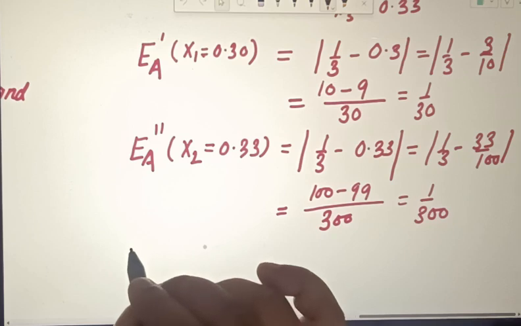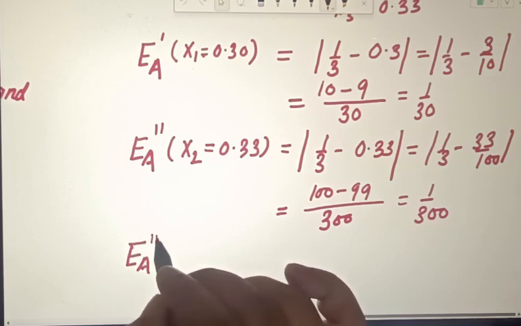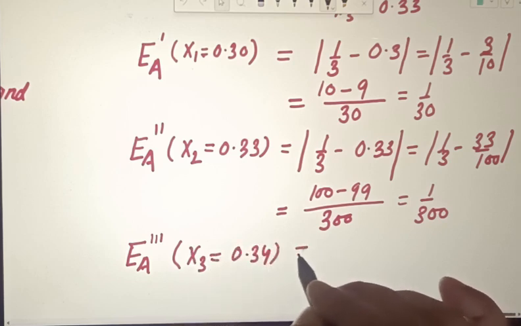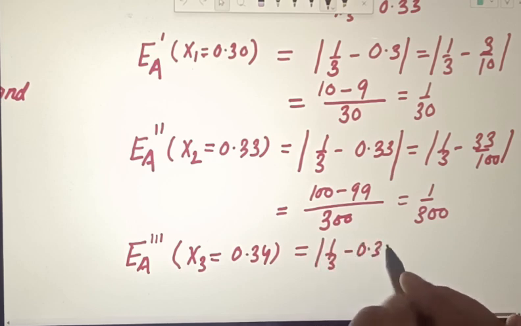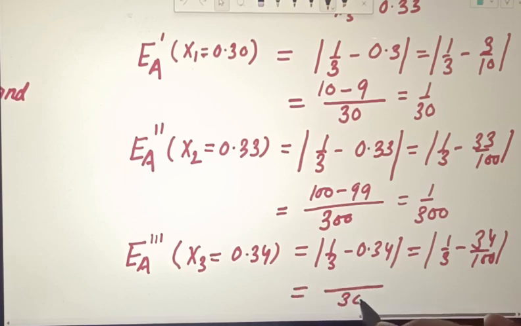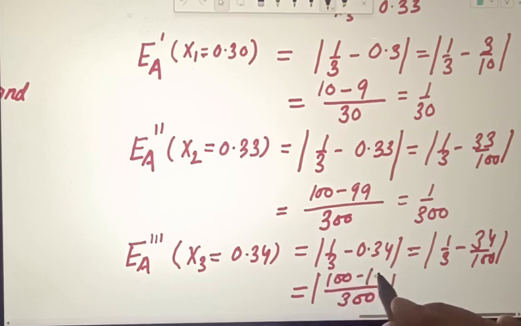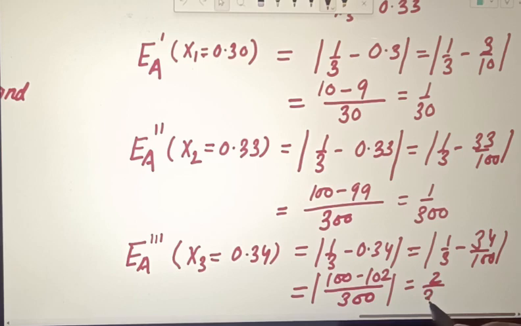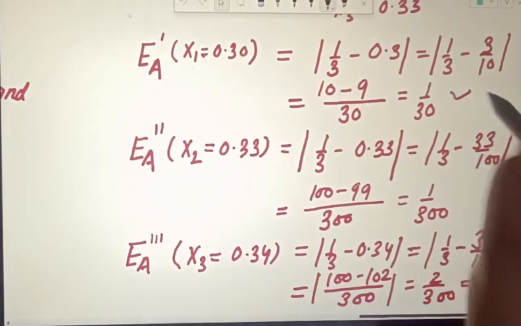Now what about the third error? Absolute error third, due to the approximate value x3, that is 0.34, and you can compute it as 1 by 3 minus 0.34, that is 1 by 3 minus 34 by 100. You can take LCM 300, and you can take the modulus also. So 100 minus 102 gives minus 2, and due to the modulus it will be written as plus 2 upon 300, so 1 upon 150. So you have got three errors due to the three approximate values: error number 1, error number 2, error number 3.